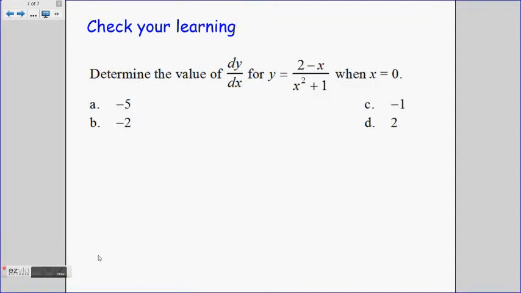Just to conclude our lesson for today, we're going to check our learning. Determine the value of dy by dx for y is equal to 2 minus x all over x squared plus 1 when x is equal to 0. So make your decision now.